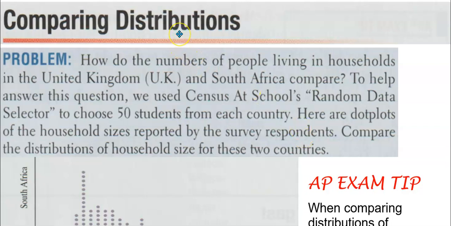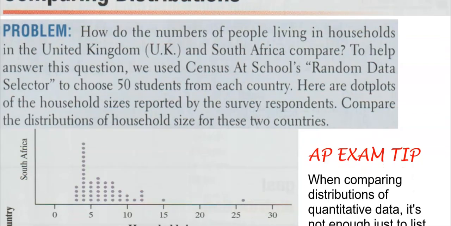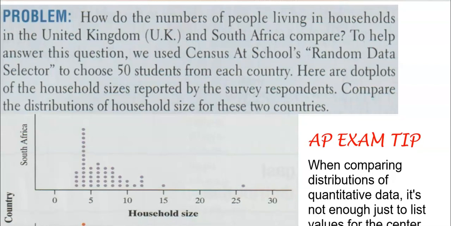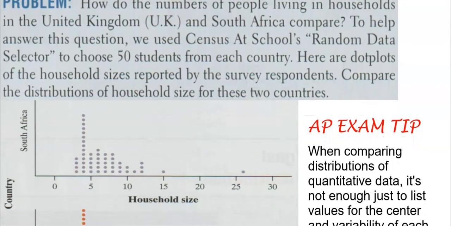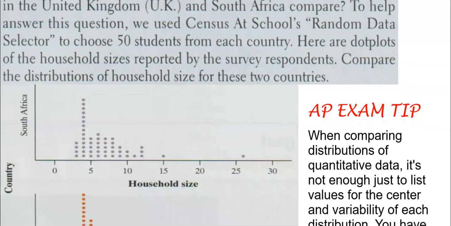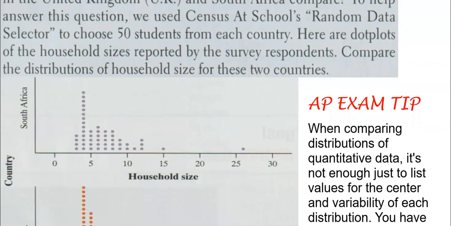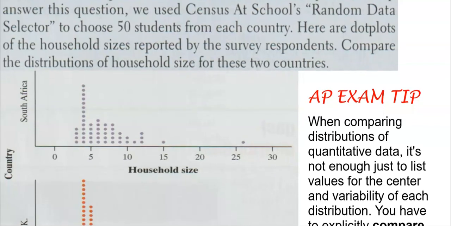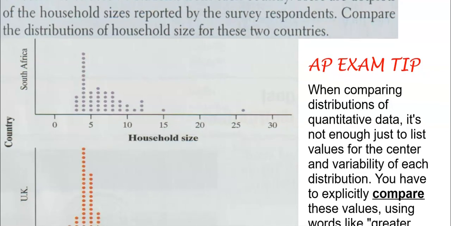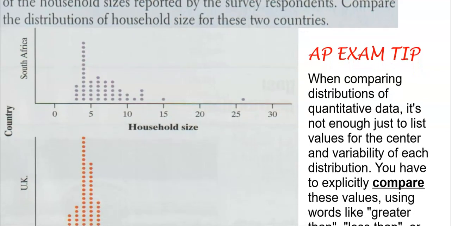All right. Well, a lot of times we'll compare two distributions. So how do numbers of people living in a household in the United Kingdom and South Africa compare? To help answer this question, we use Census at School's random data selector to choose 50 students from each country. Here are the dot plots of the household sizes reported by the survey respondents. Compare the distributions of household size for these two countries.